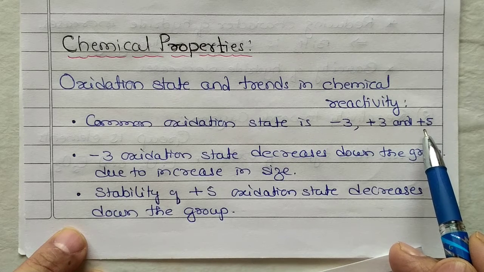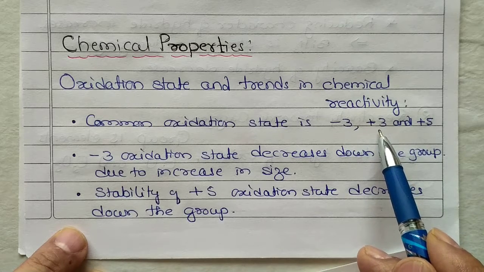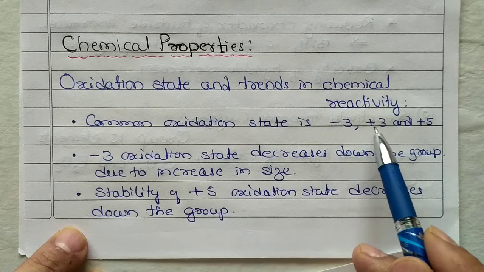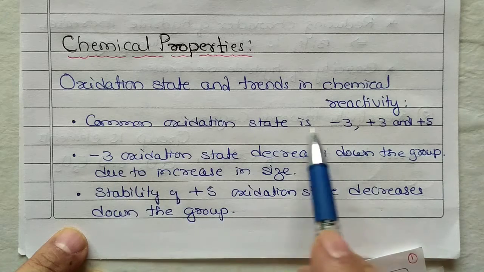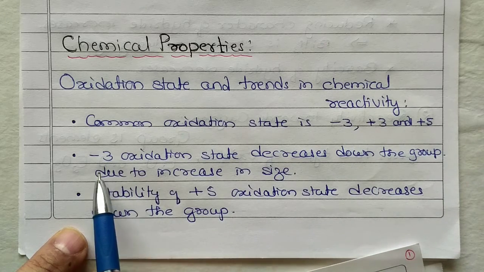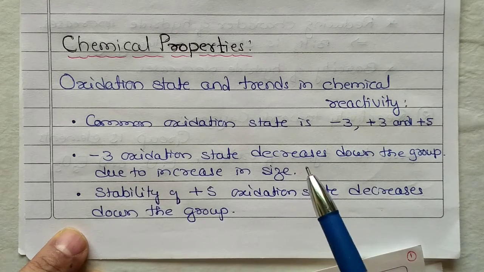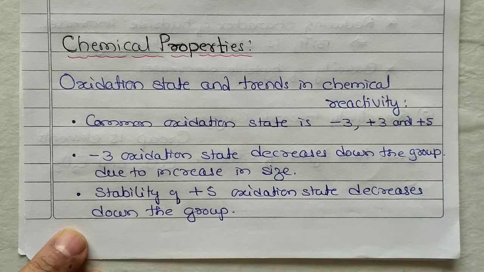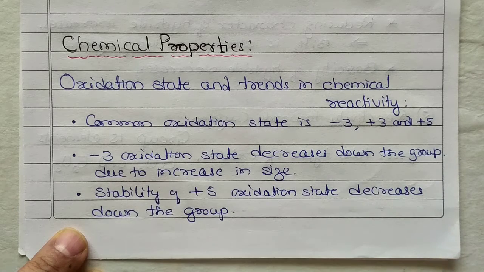If it gives all 5 electrons, then it is +5. If it gives only the p orbital electrons, then it is +3, or if it gains 3 electrons, then it is -3. So these are the common oxidation states. Now the -3 oxidation state decreases down the group, from nitrogen to bismuth. When you go down the group, the tendency of forming the -3 oxidation state decreases.